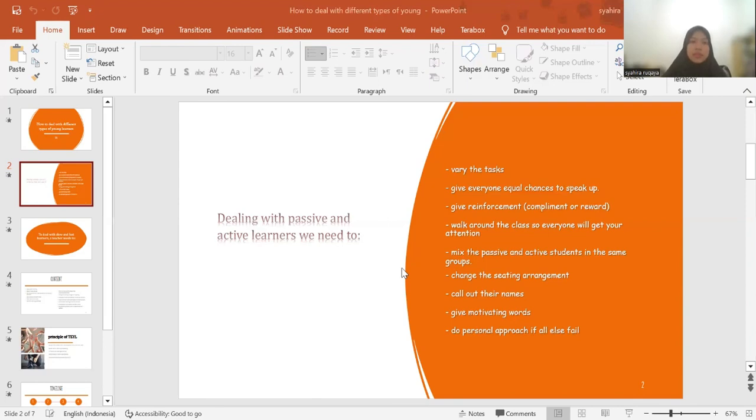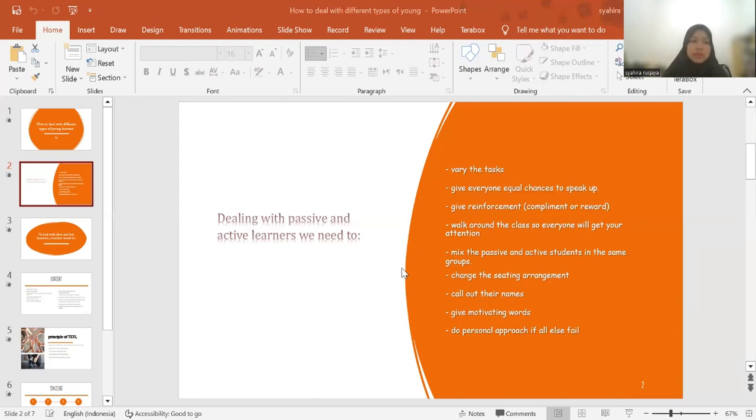The third is give reinforcement or a compliment or reward. In the learning process that takes place in class or when checking student homework, we as teachers can give praise to students for their efforts, and this can make students more motivated and feel valued in learning.